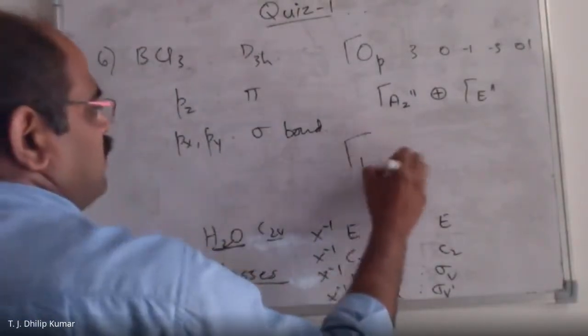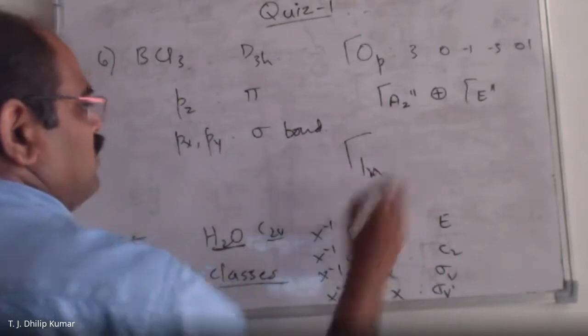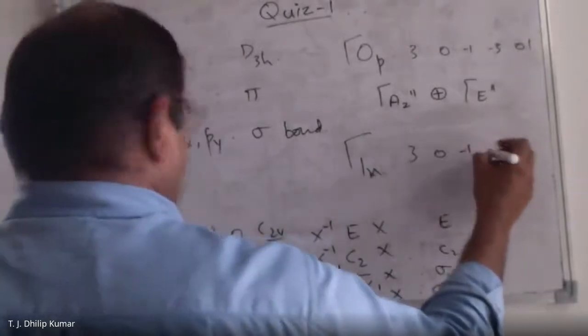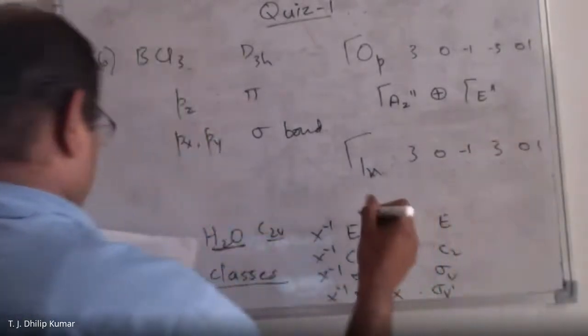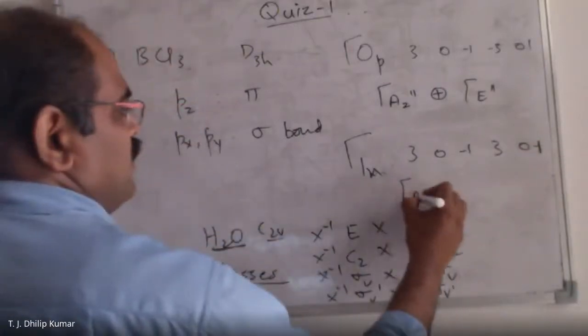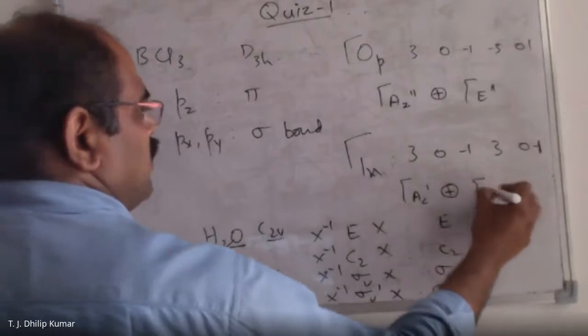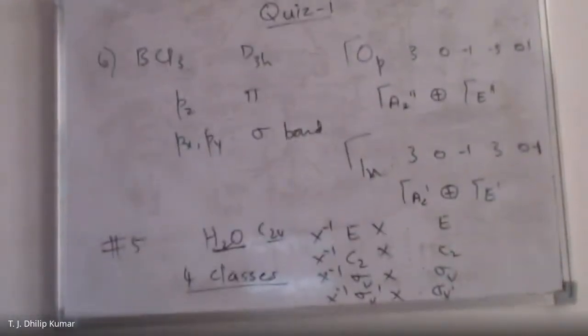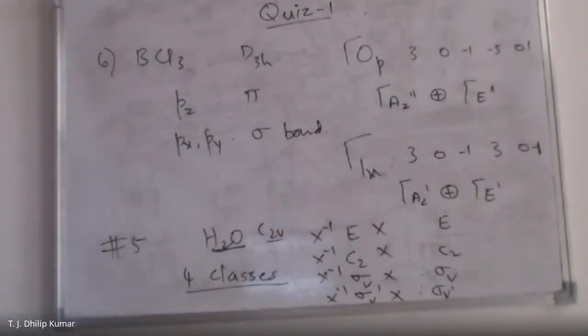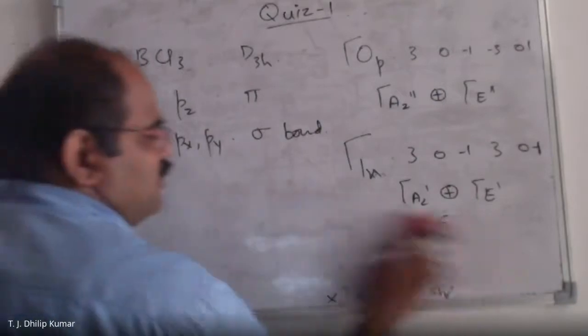And for the in-plane orbitals, it is again 3, 0, -1, 3, 0, 1, 3, 0, -1. So for this you end up with A1 prime and E prime. If you have shown this, then you get this by the reduction formula, right? So you just get this and then correlate it. Then we can answer. This is a solved problem. I think in the classroom we did this. So nothing much to say about this example.